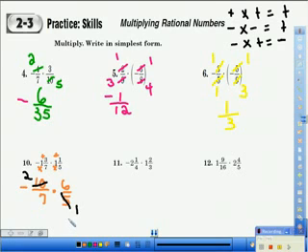If we cannot, we just simply multiply our numerators. And notice a negative and a positive is going to give us negative. And 2 times 6 is 12. And 7 times 1 is 7.